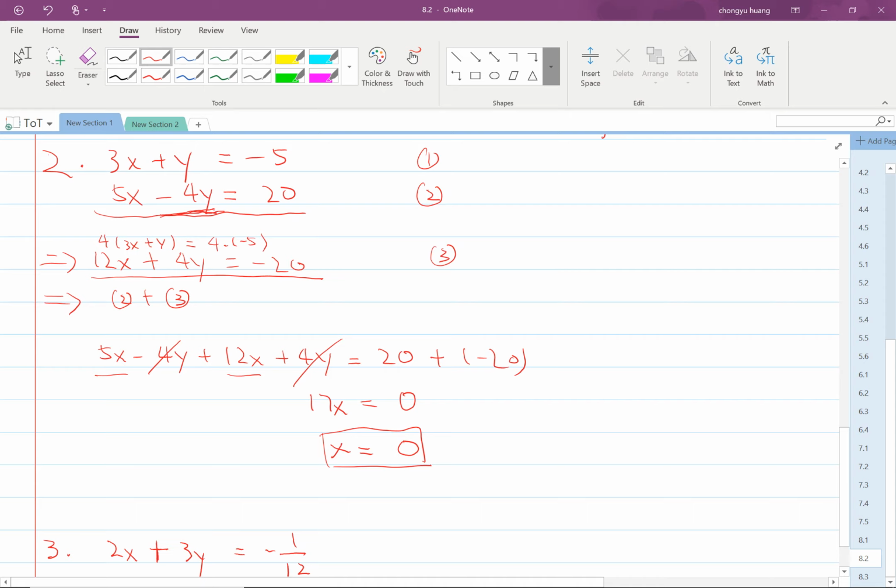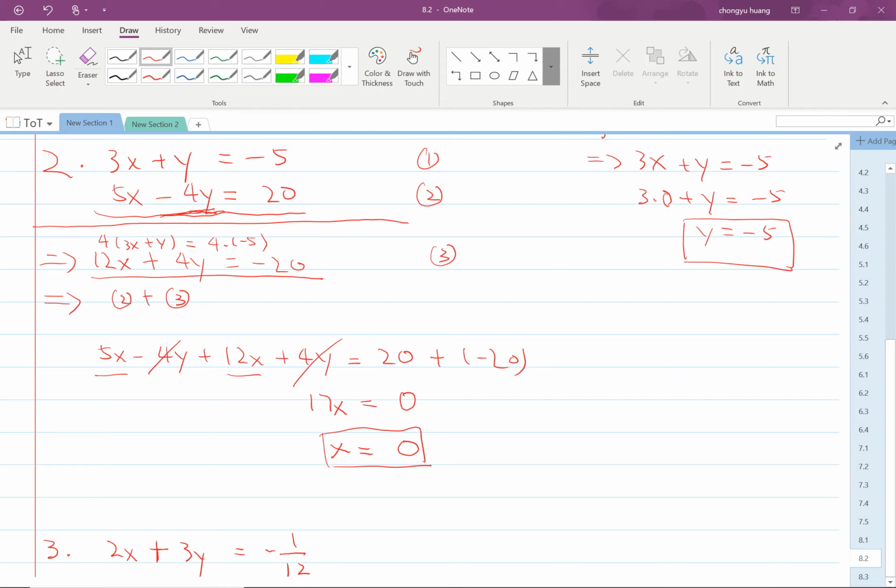Let me draw a line to identify it. Now we basically plug into equation 1. Equation 1 is 3x plus y is equal to negative 5. Our x over here is 0, so 0 plus y equals negative 5. y is simply negative 5. So let's take a look at this question again. x equals 0 and y equals negative 5.